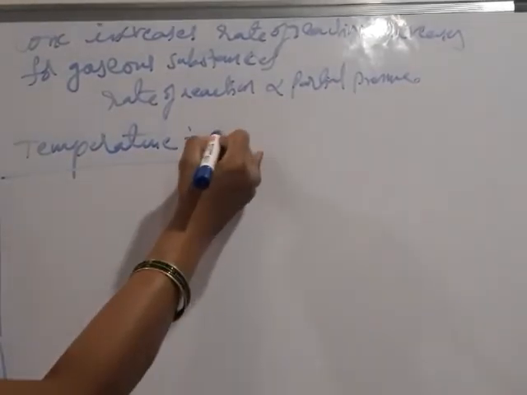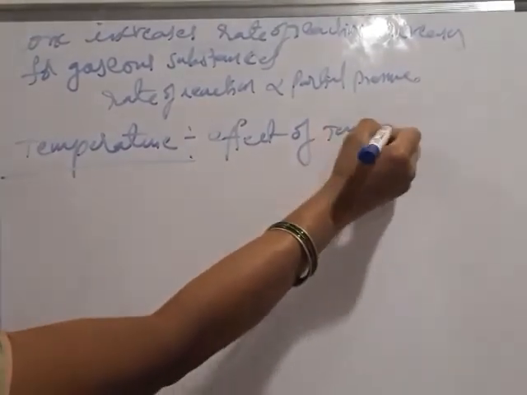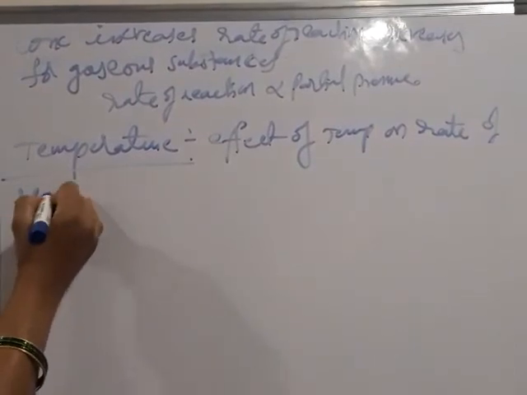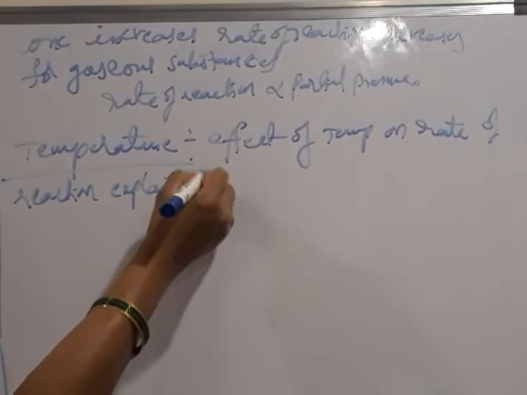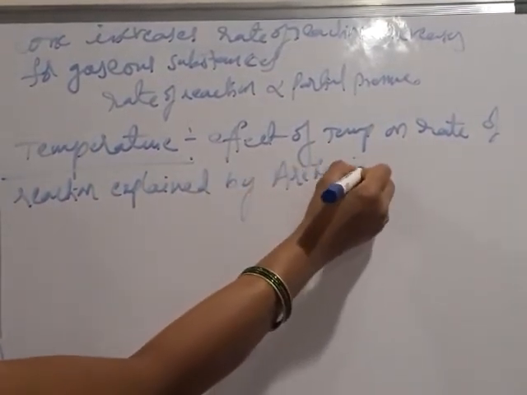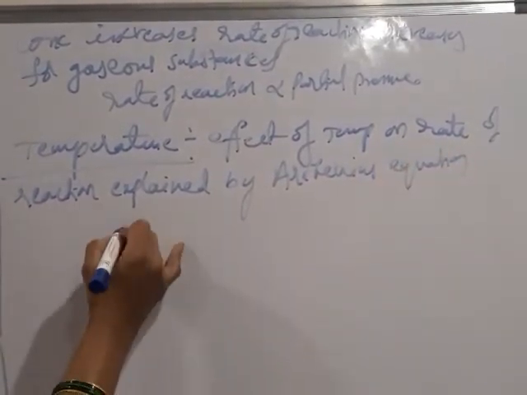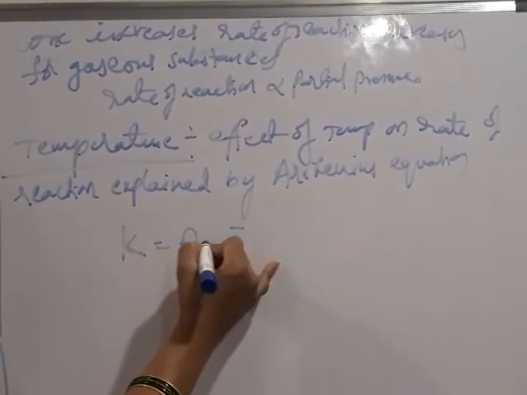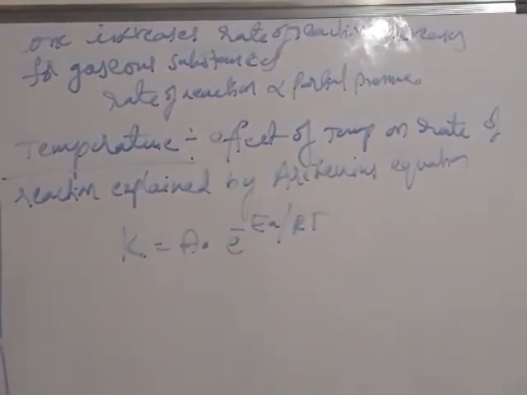Okay. So effect of temperature on rate of reaction, explained by Arrhenius equation. Okay. What is Arrhenius equation? K is equal to A into e to the power minus EA by RT. Okay.